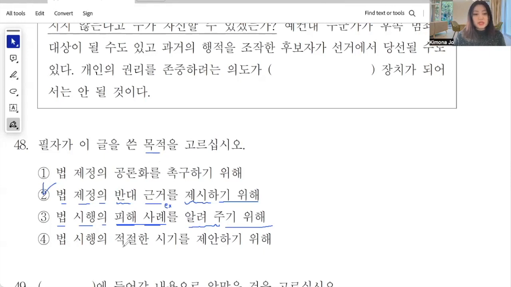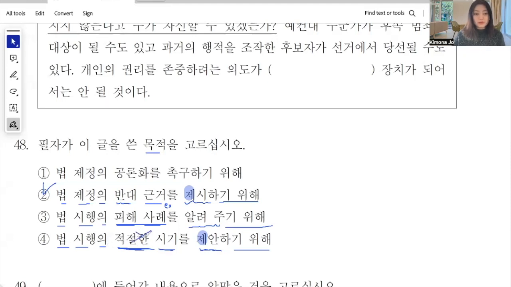Number 4, 법 시행의 적절한 시기를 제안하기 위해. In order to 제안하다. 자, this 제 is the same 제 here. Suggest. 제안하다, suggest. Suggest what? The pertinent, proper period of the law enforcement. They did not mention the proper period of the law enforcement.